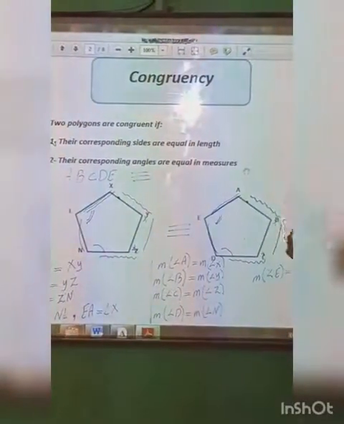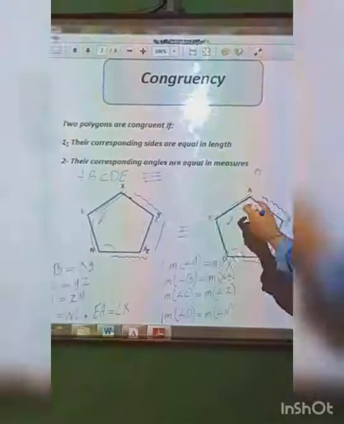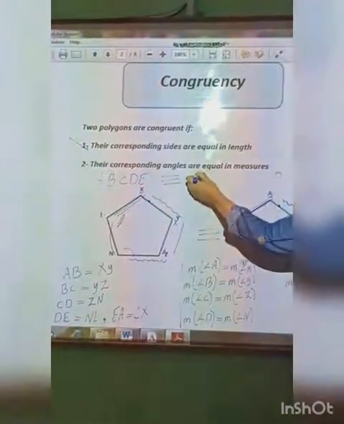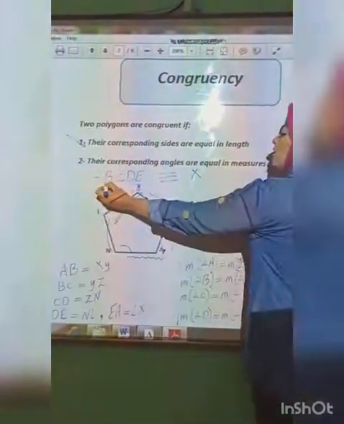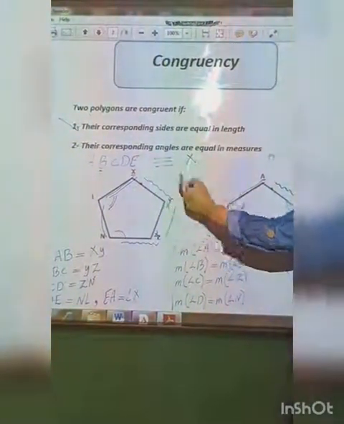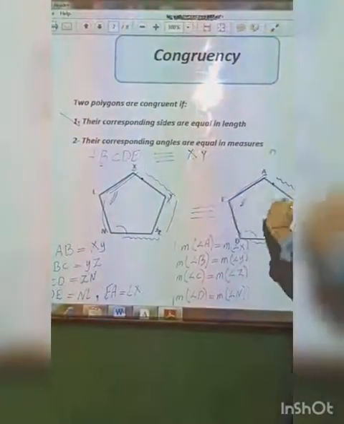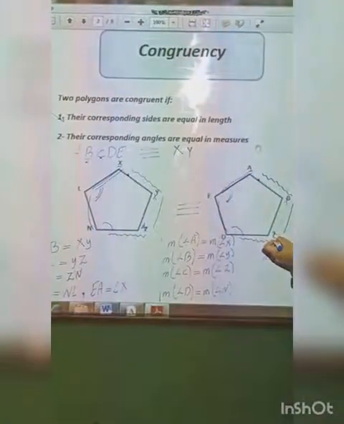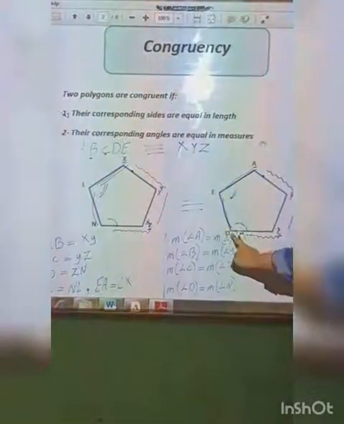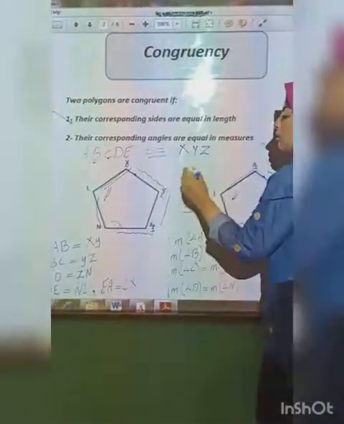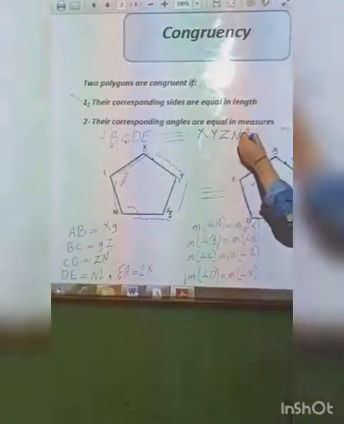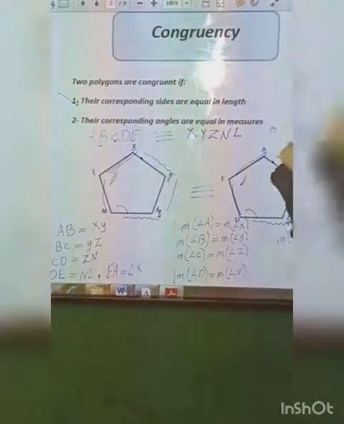write the letters in order to the first polygon. We start here from the letter A, so we start the second polygon from the letter X. Then we take the letter B, so we will take the corresponding letter, which is Y. And if we take the letter C, we take the corresponding letter, which is Z. And the letter D, the corresponding letter is N. Finally, the letter E corresponds to the letter L. We should write in the same order.